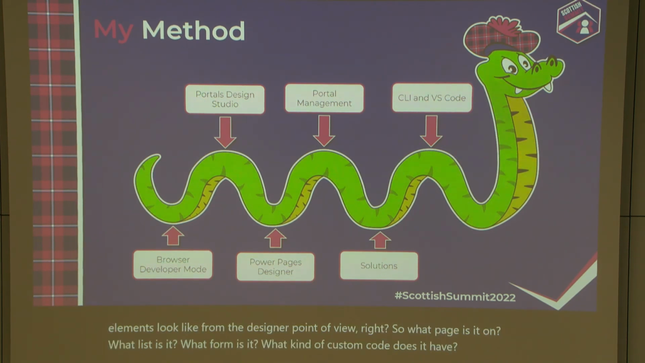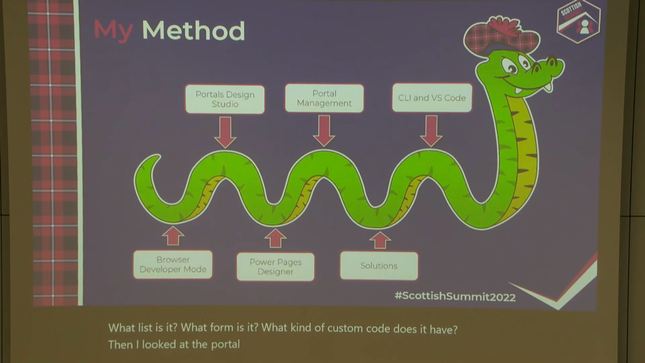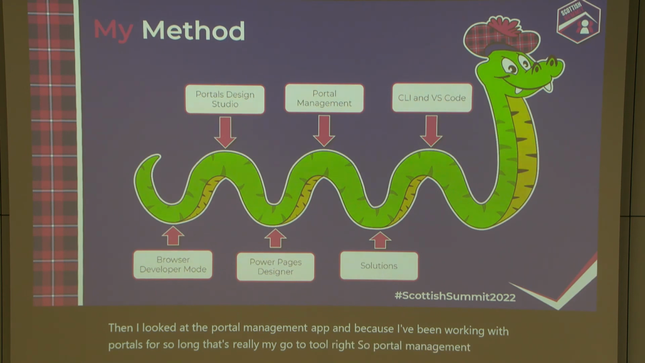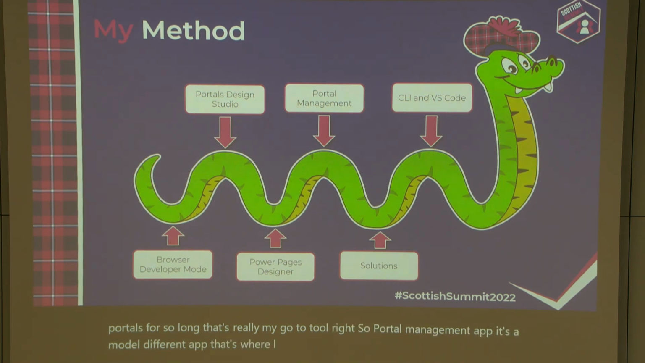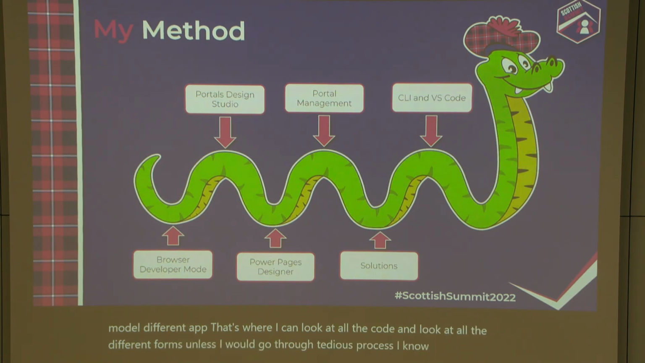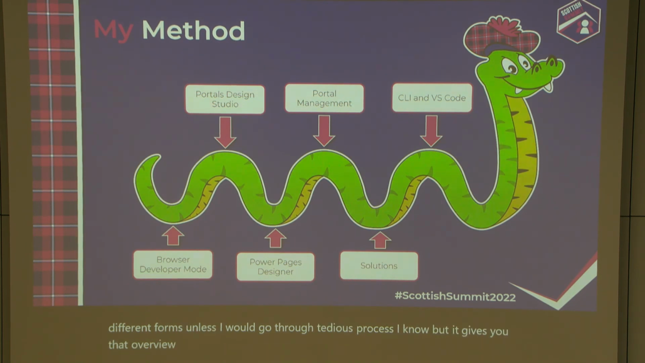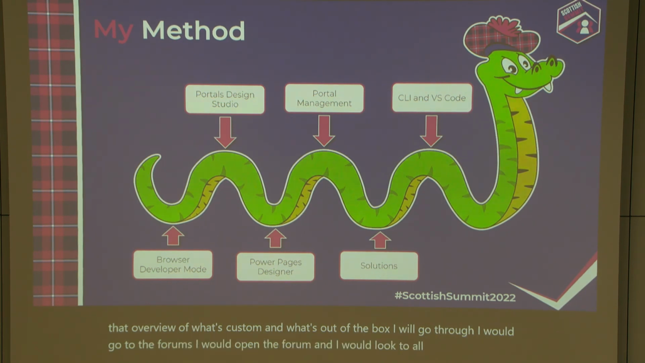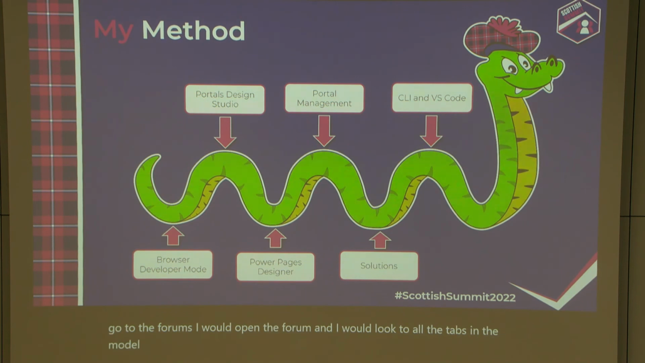Then I looked at the portal management app, and because I've been working with portals for so long, that's really my go-to tool, right? So portal management app, it's a model-driven app. That's where I can look at all the code and look at all the different forms and lists. So I would go through, tedious process, I know, but it gives you that overview of what's custom and what's out of the box. I would go to the forms, I would open the form, and I would look at all the tabs in the model-driven app just to see what's custom, what's out of the box.